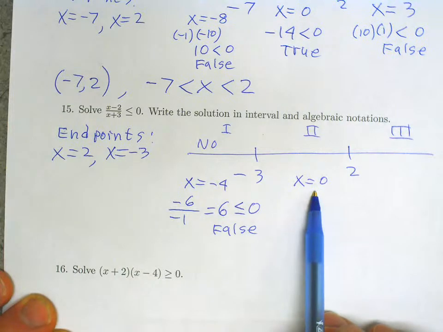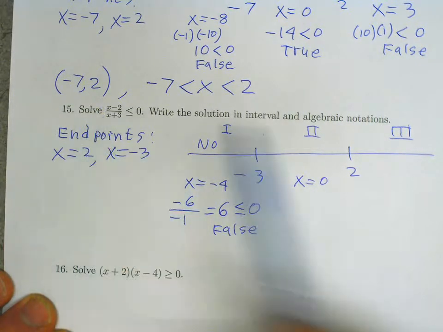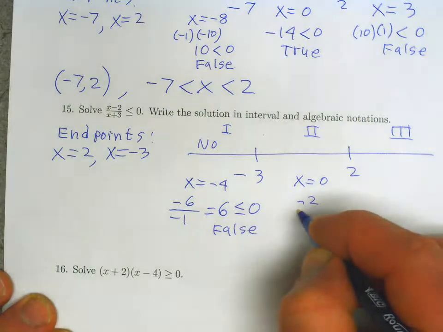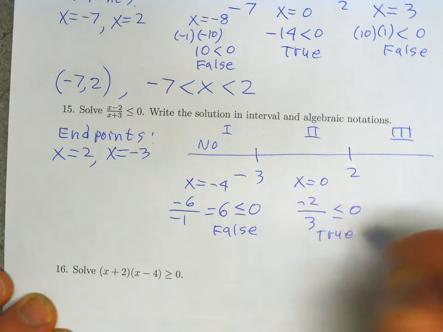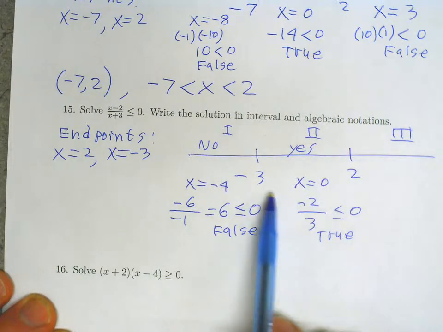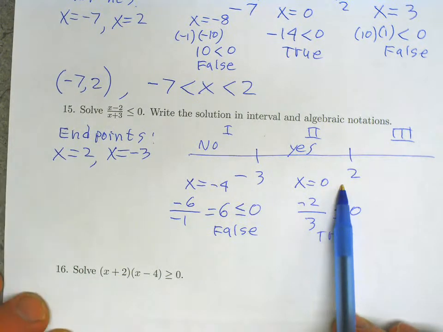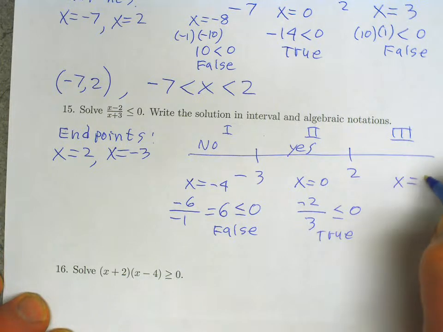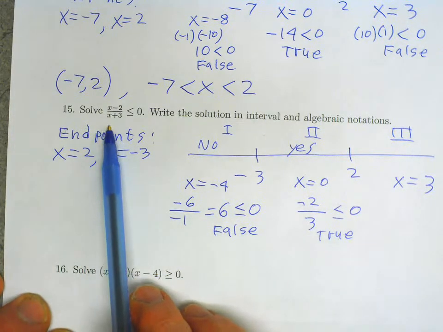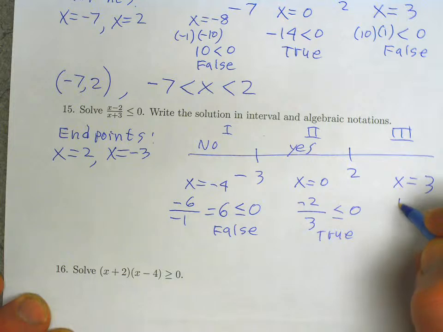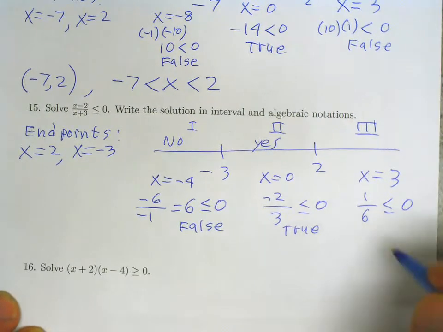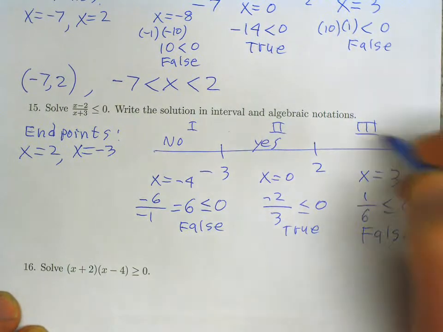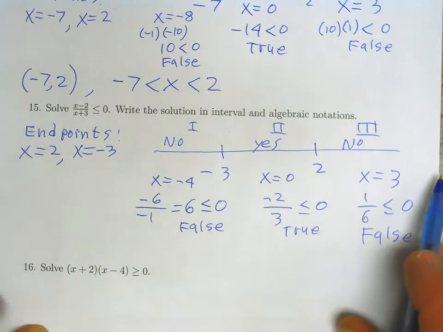In the middle interval, we can pick 0, replace every x with 0. This time we get -2 over 3. A negative number less than or equal to 0 is true. So yes, the numbers from -3 to 2 are solutions. And then in the third interval, pick x to be 3. Replace every x with 3. In the numerator, 3 minus 2 is 1. In the denominator, 3 plus 3 is 6, but 1/6 less than or equal to 0 is false. So none of the numbers greater than 2 are solutions.